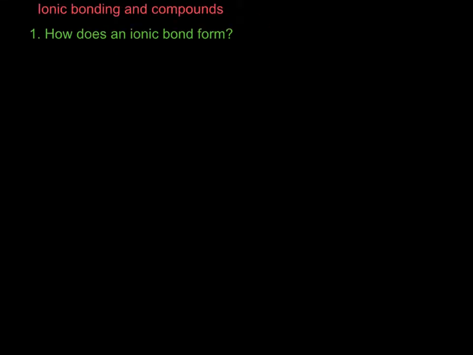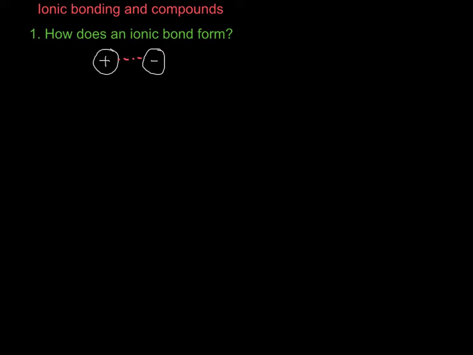In the last tutorial we talked about ions and how ions form. If you remember correctly, ions can either be positively charged or negatively charged. And as you can imagine, there would now be an electrostatic attraction between those oppositely charged ions.